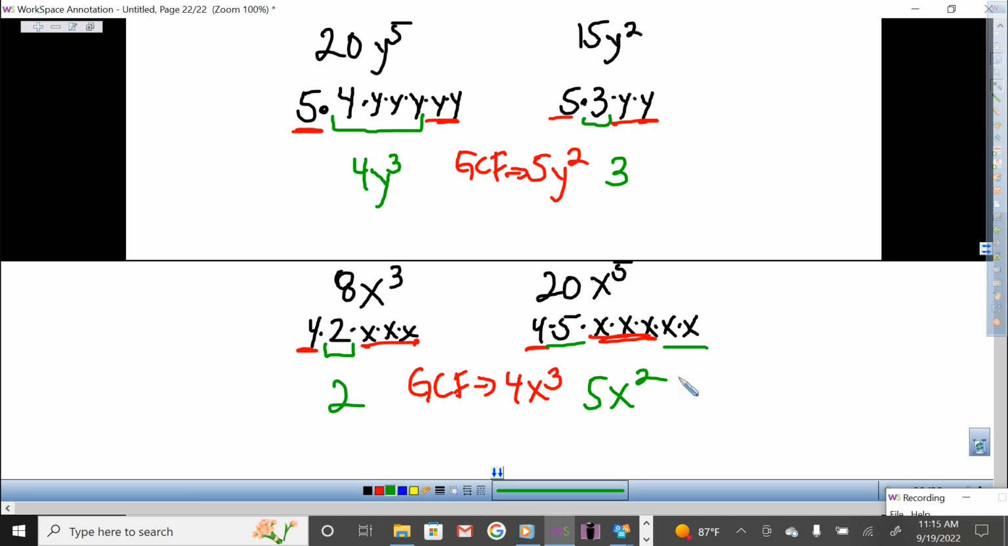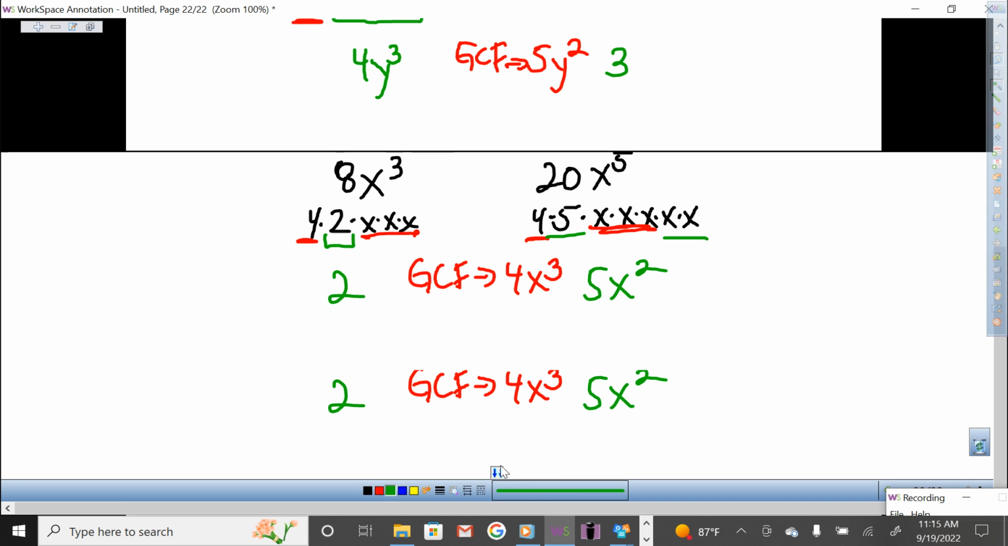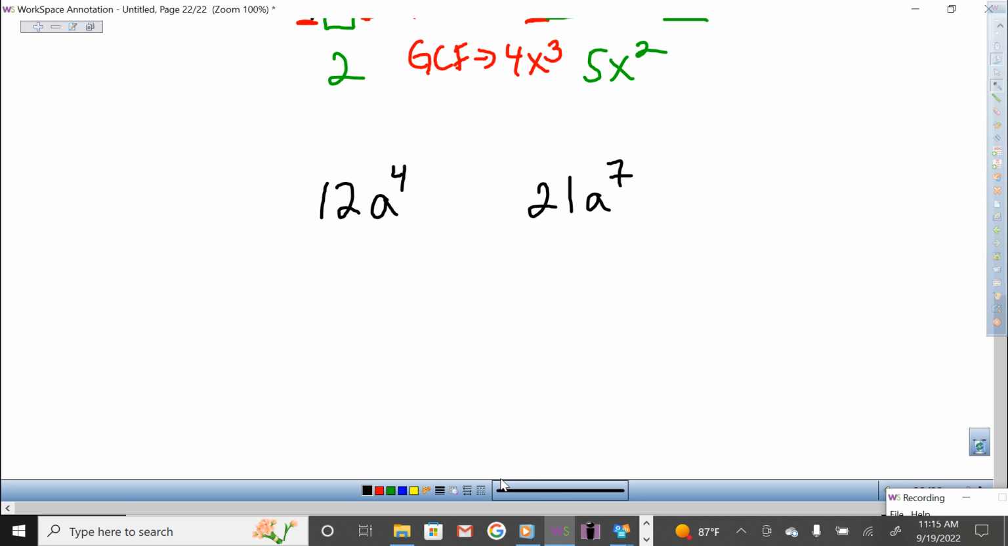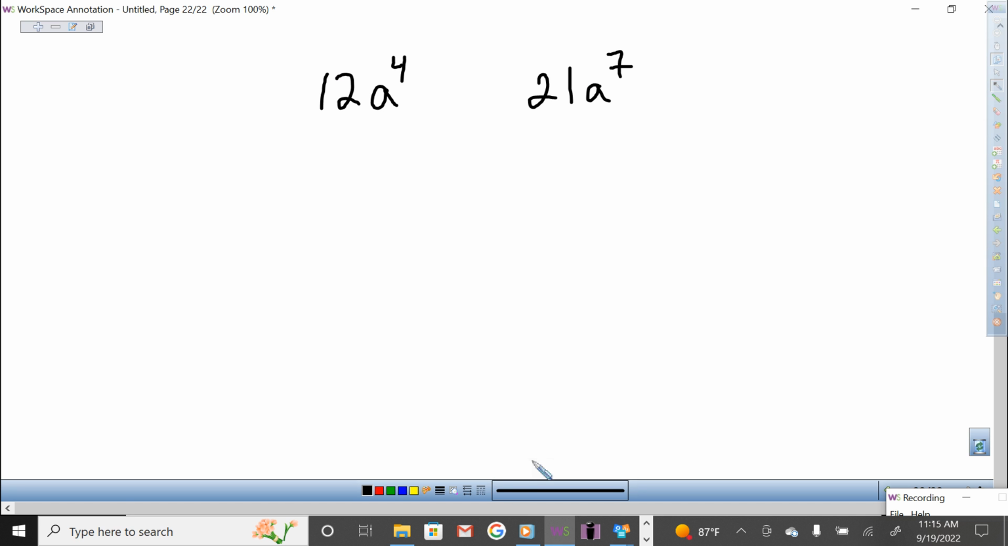Okay. All right. So now I showed you the mechanics. I'm going to give you another one. Don't copy this one. I want you to do it in your noodle. Ready? Here it goes. Let's say I gave you 12a to the fourth and 21a to the seventh. Don't copy that. You're doing that in here.